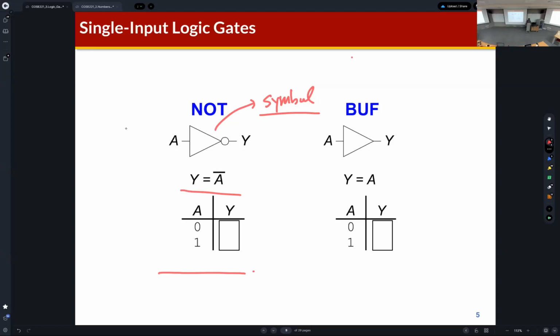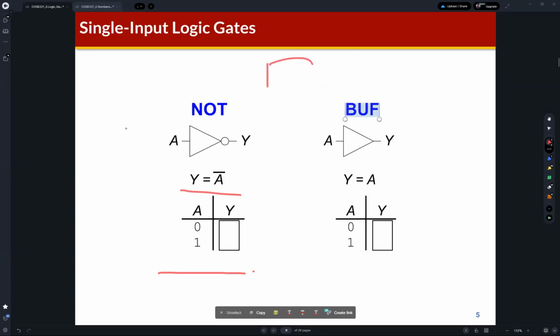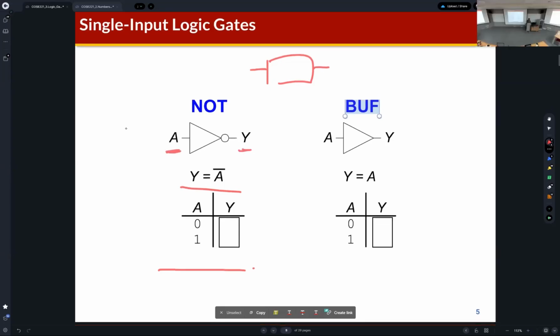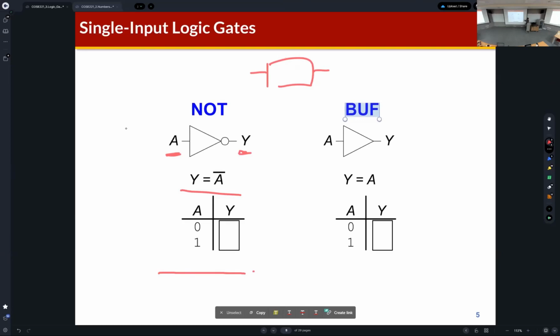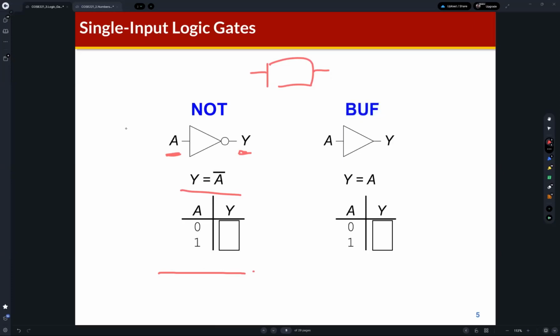You also need to memorize the function of a logic gate. I said that a logic gate is defined by its input and output. This is simple. In this figure, A is an input and Y is an output.